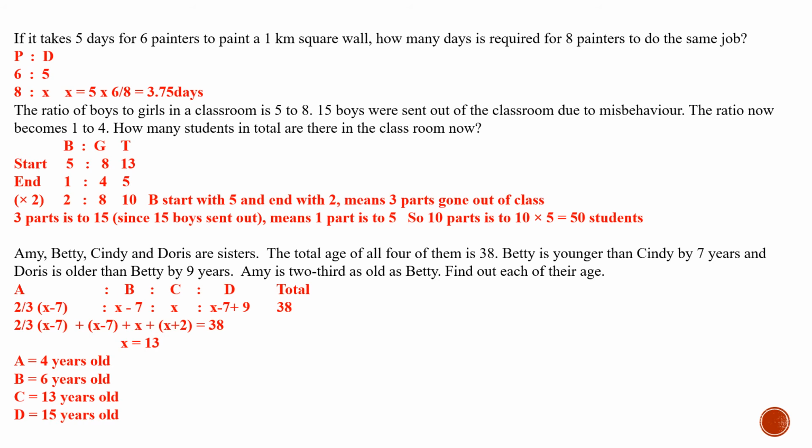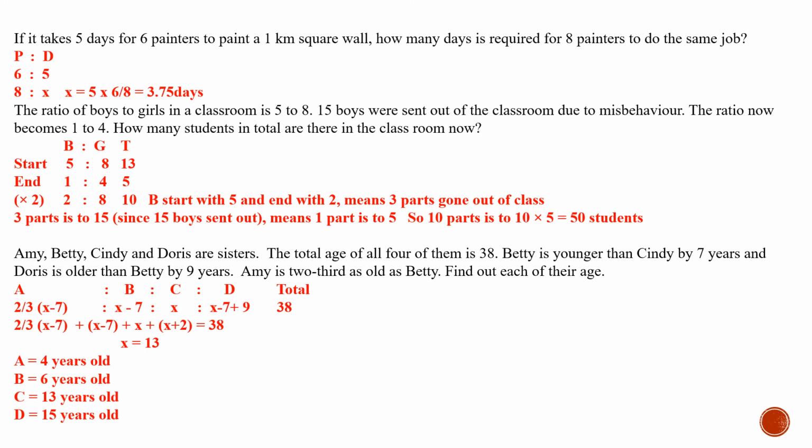Okay, the ratio of boys to girls, this one a lot of you couldn't do, I don't know why. It's 5 to 8, so total parts 13. The ratio now becomes 1 to 4. How many students are there in the class now? That means from 5 to 8 suddenly became 1 to 4. What would be the only comparison you can make if I multiply the second one by 2? So the girls will be 8 again. Can you see that? It will be 2 to 8. So what you can see, start with 5 and end with 2. 3 parts gone out. Always make one part the same so you can compare. Because now 1 to 4 you cannot compare. You make it 2 to 8, you'll be able to compare. So 3 parts is equivalent to 15. 1 part is 5. Alright, so you can multiply to find.